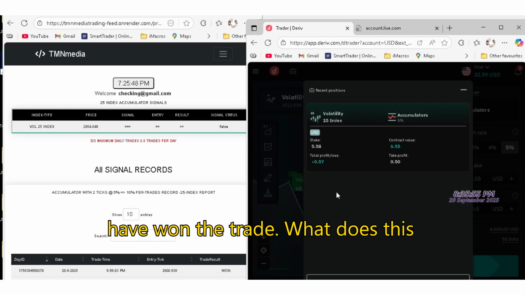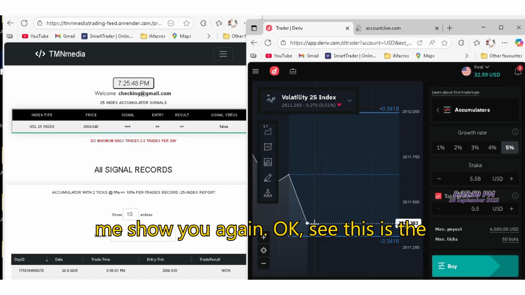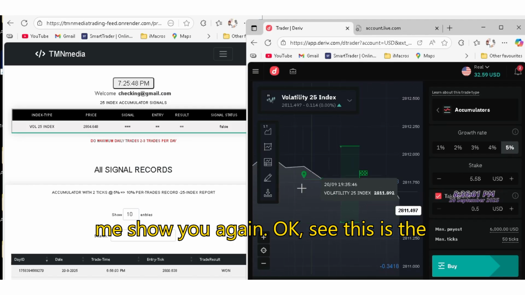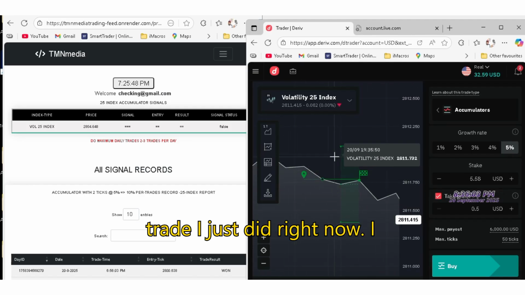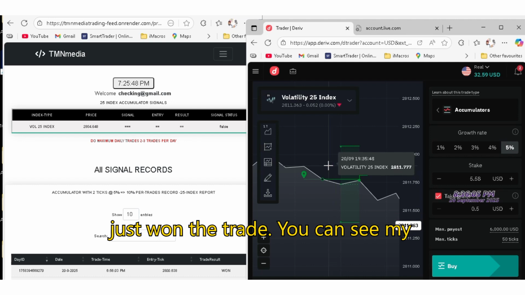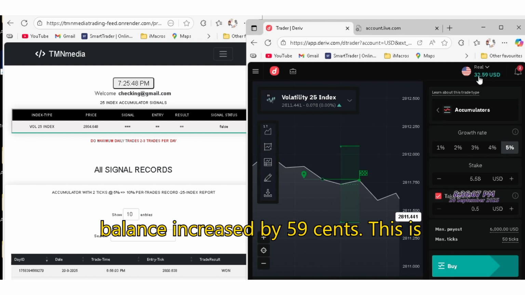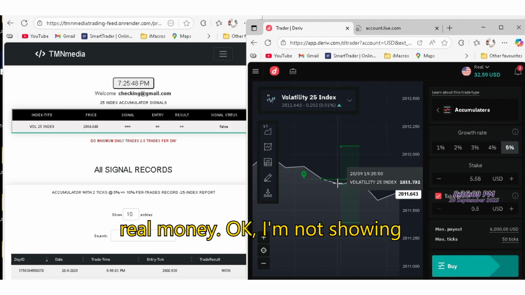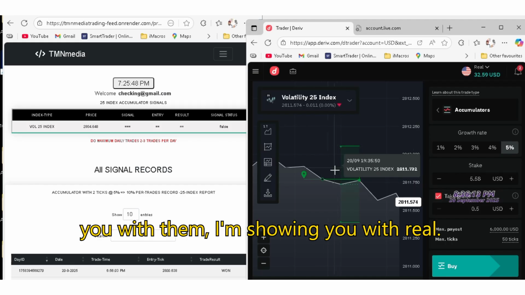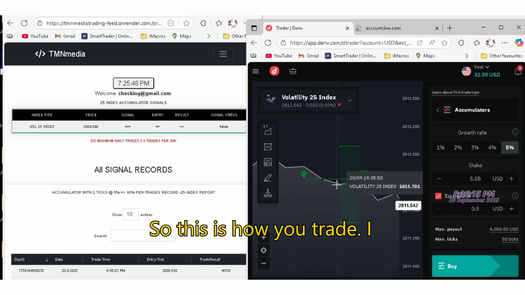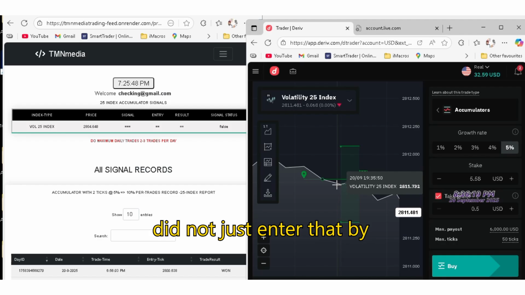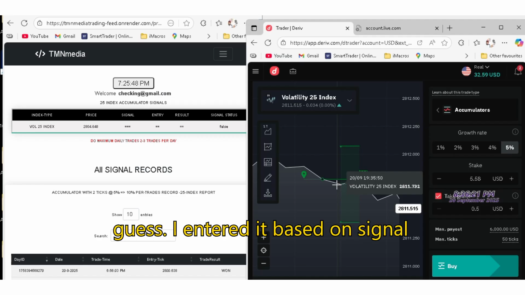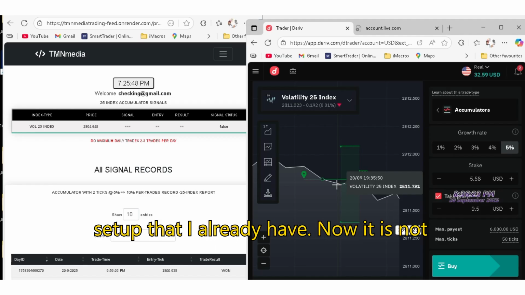Now, I have won the trade. What does this mean? I'll tell you. Let me show you again. See, this is the trade I just did right now. I just won the trade. You can see my balance increased by 59 cents. This is real money. I'm not showing you with demo, I'm showing you with real. So this is how you trade. I did not just enter that by guess. I entered it based on the signal setup that I already have.